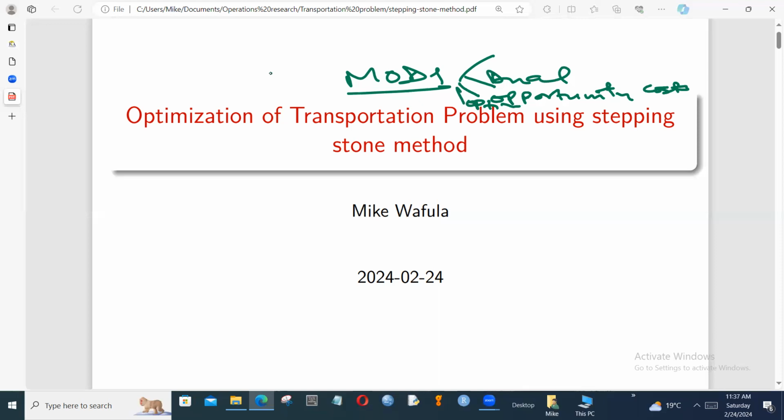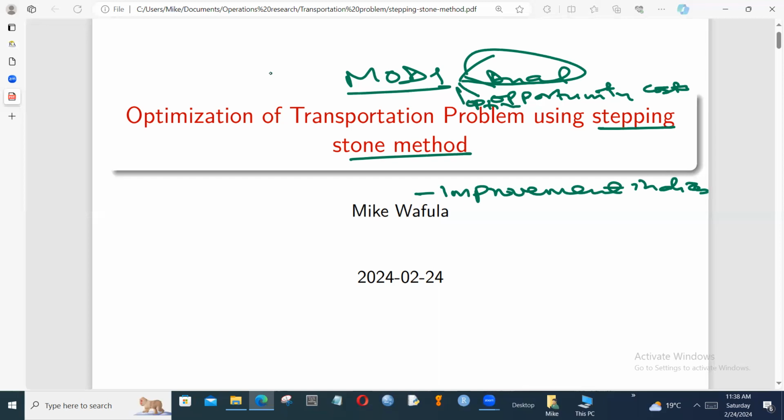Now, the procedure for optimization using stepping stone method is fairly the same. It's only that now we don't go through the process of obtaining the dual variables and then opportunity cost. But in this method, what we shall be computing mostly is what we call the improvement index, or indices, for all cells that did not get a chance to be assigned any units during the determination of the initial basic feasible solution. So we are going to use this table of improvement indices to carry out a test for optimality.